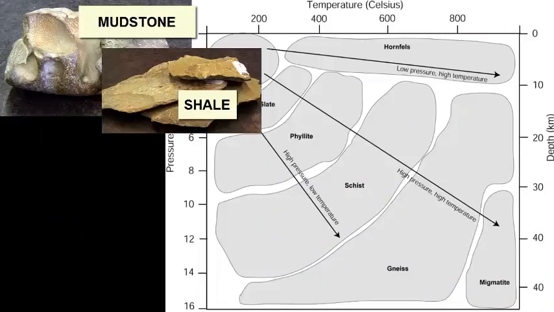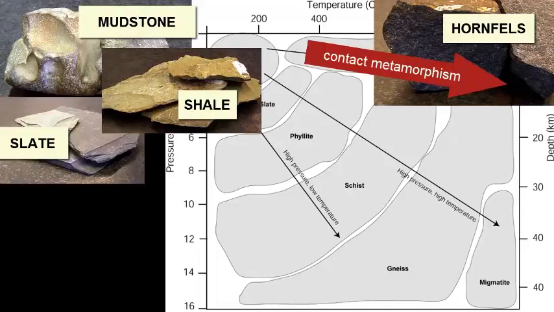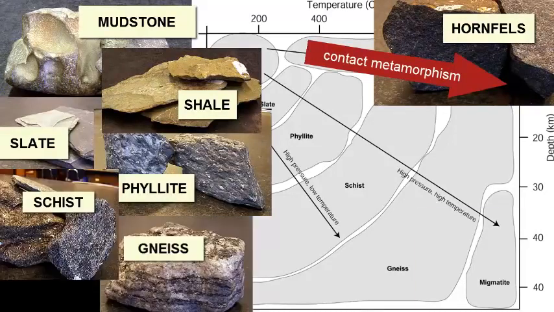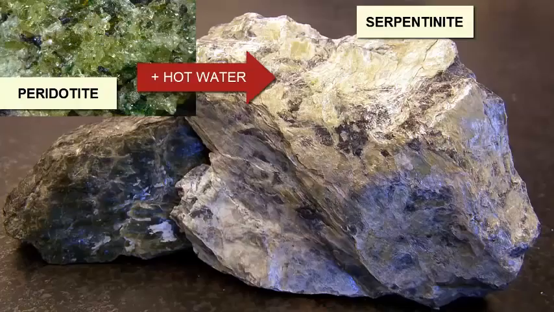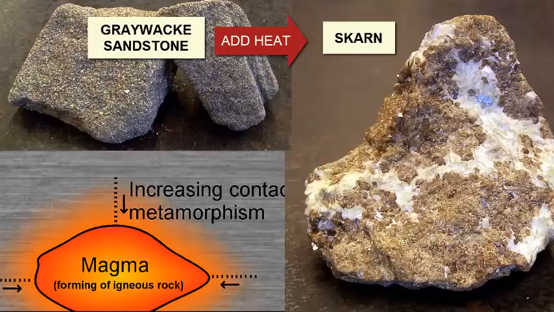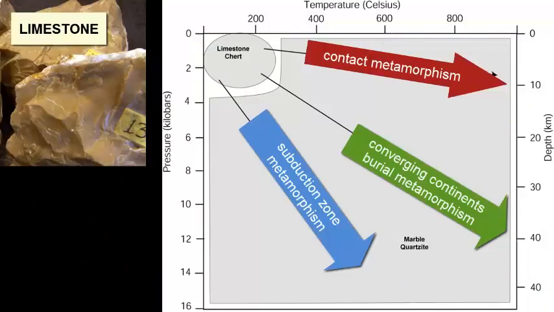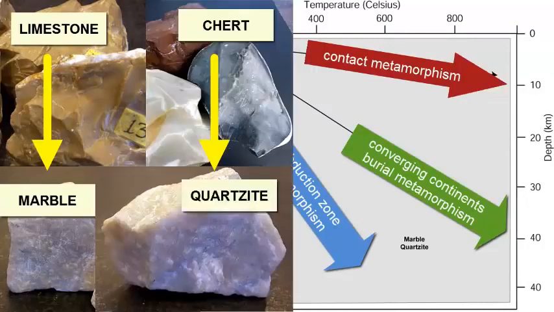And a mudstone? It turns to hornfels in a high-temperature, low-pressure environment, and a slate, phyllite, schist, gneiss, or migmatite in increasing grade in a high-pressure environment. Serpentinite forms through hydrothermal metamorphism of peridotite at mid-ocean ridges, and contact metamorphism of a mixture of minerals, like a greywacke sandstone, leads to a skarn. And remember what happens to a limestone or chert? Limestone turns to marble, and chert turns to quartzite in any and all metamorphic settings.